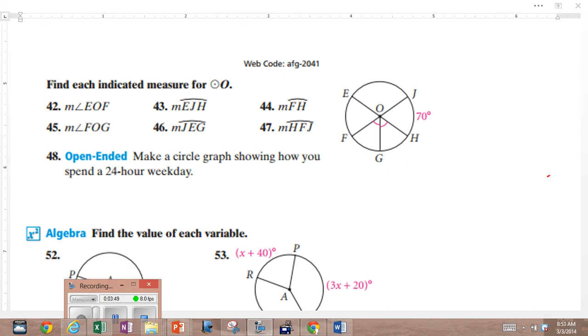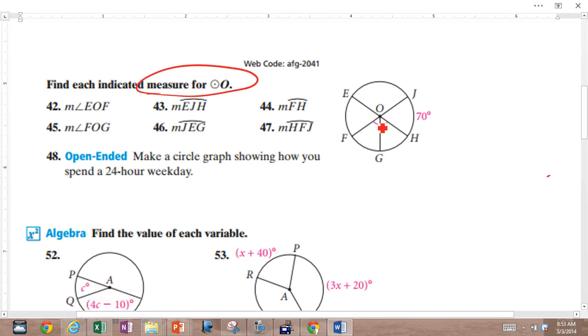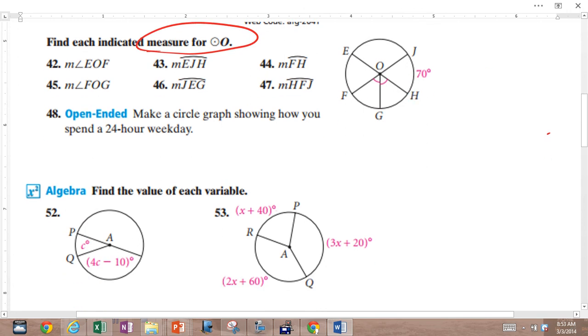We're going to start looking at this other set of exercises. Let's come over here. Find the indicated measure. So that's all these arcs, and they all add up to 360. Let's look here. We know we've got a diameter here, separating our arc into a semicircle. Here's 70 degrees. These two arcs are equal, and must sum to 110, so they're 55 each.